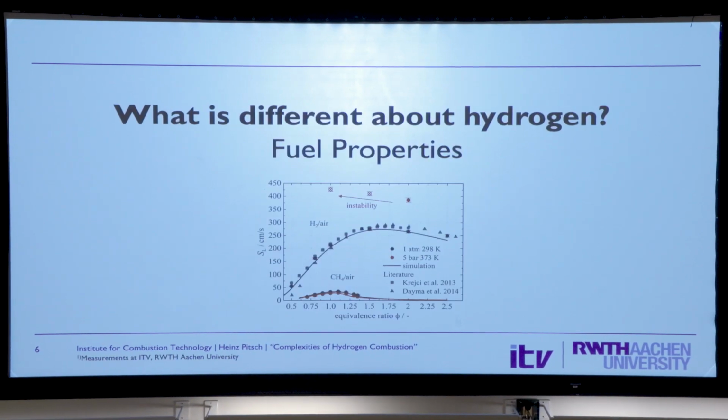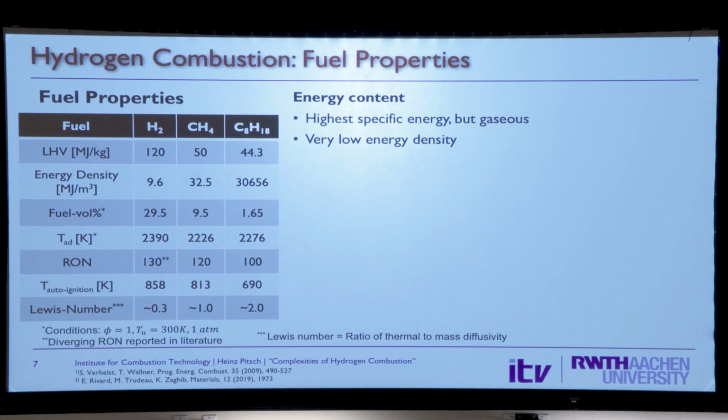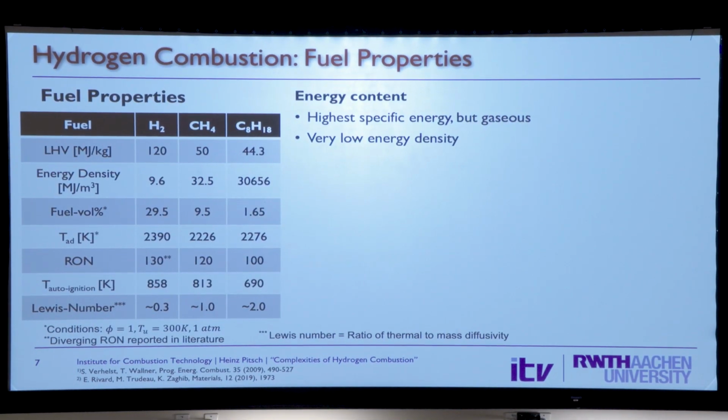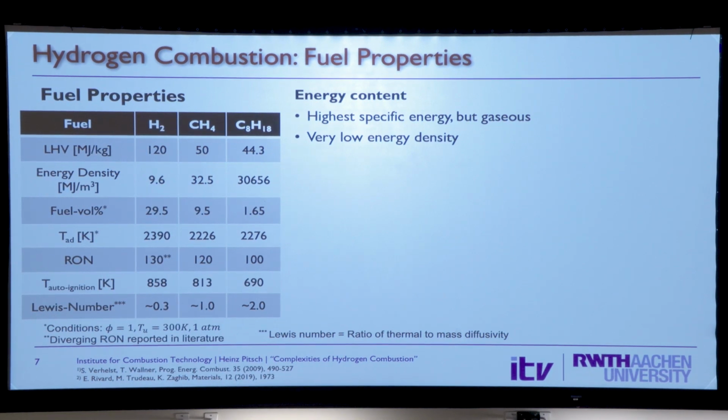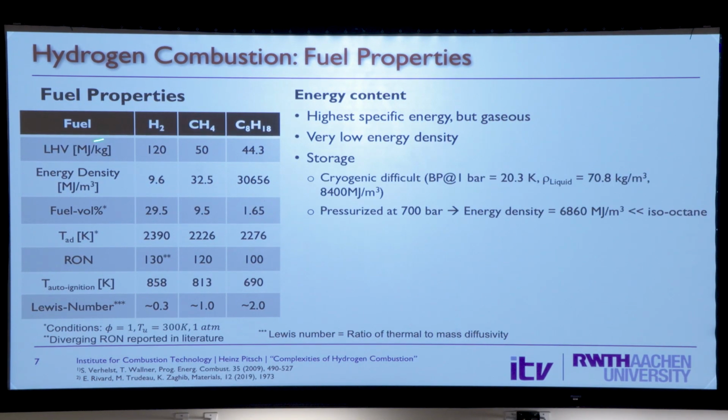Okay, so what is different about hydrogen? I'll show you some properties, and then I'll show you two examples of what's different about hydrogen. Hydrogen's heating value, which is energy per kilogram, is super high, much, much higher than any other fuel. Methane here is supposed to represent natural gas. Isooctane is supposed to represent a liquid fuel like gasoline, just as examples. Energy density is super bad. Look at 30,000 versus 10, because hydrogen is gaseous.